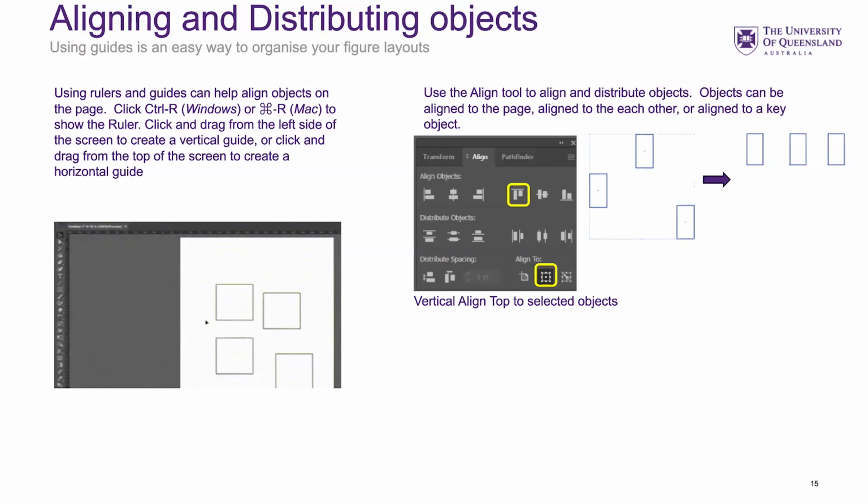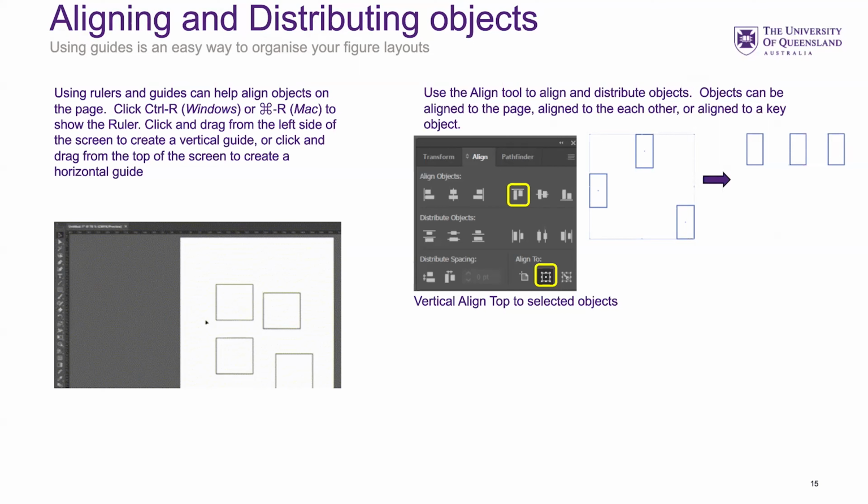So if you've got a panel, a figure, and you want two or three columns of graphs or rows of elements, creating those guides makes it very easy to align all the different elements so that they're all lined up in the right position. You can also use the align tool to align elements.